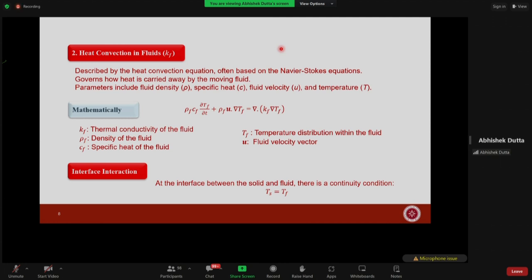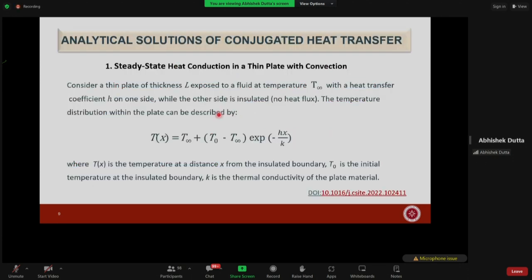It's just an example of a conjugated heat transfer I mentioned to you, convection and conduction. There is much more to that. There is radiation involved. So now, since I have talked about conduction and convection, I'll try to show you some examples of analytical solutions of this conjugated heat transfer. These are some available analytical solutions.